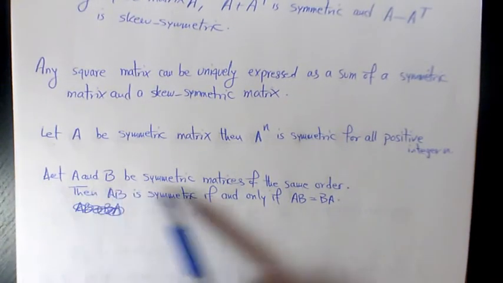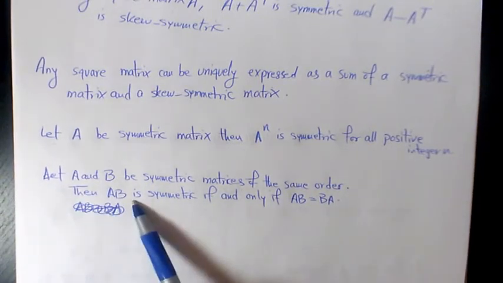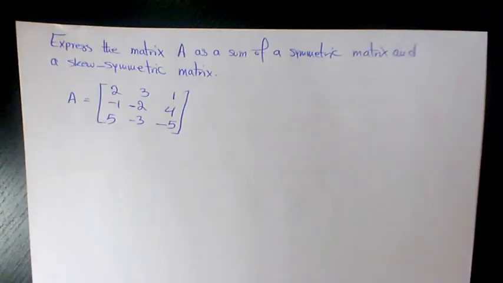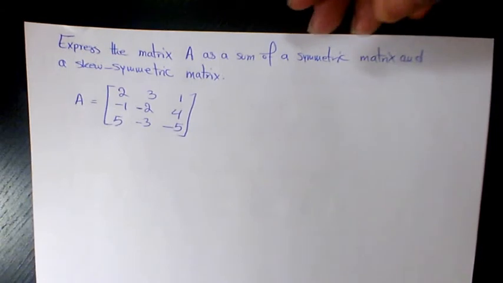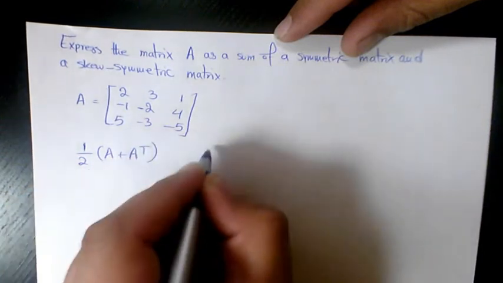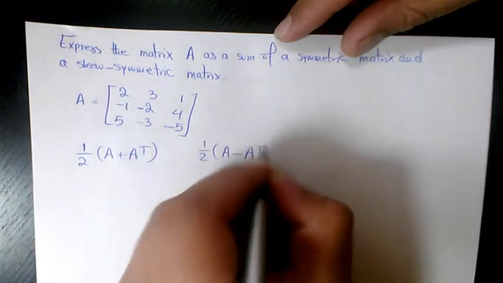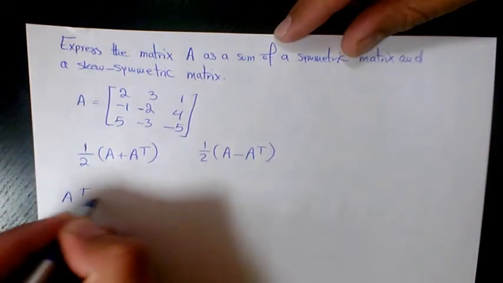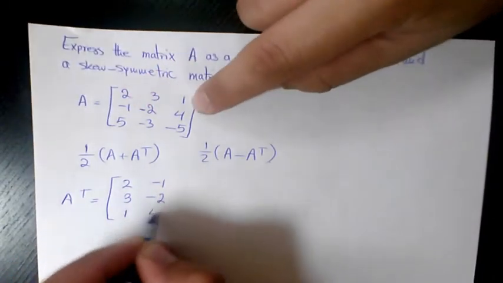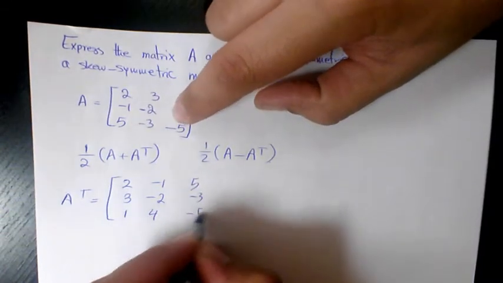Then let A and B be symmetric matrices of the same order. Then AB is symmetric if and only if AB equals BA. Now in this example, it says express the matrix A as a sum of a symmetric matrix and a skew symmetric matrix. So A is 3 by 3. To do this, we need to calculate 1/2 (A + A^T) and 1/2 (A - A^T). So the transpose of A is 2, 3, 1, negative 1, negative 2, 4, 5, negative 3, negative 5.